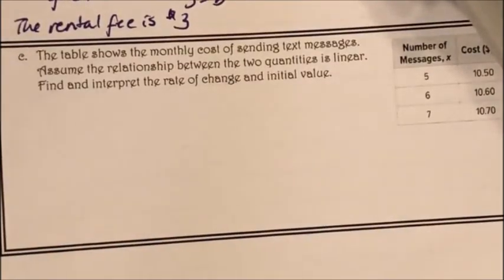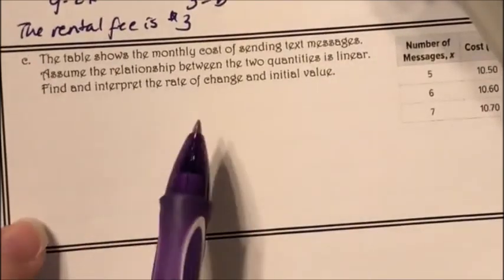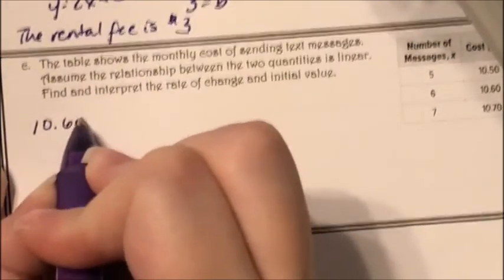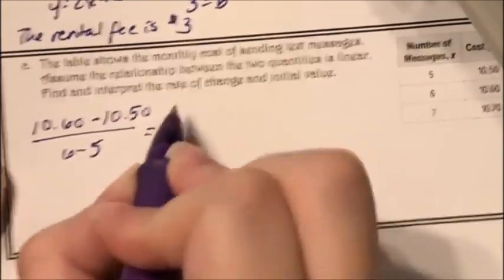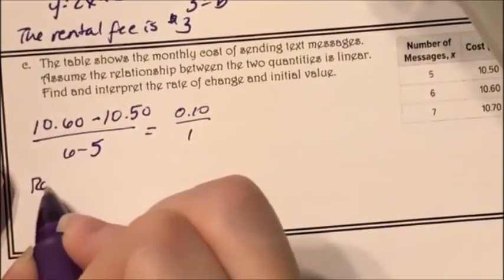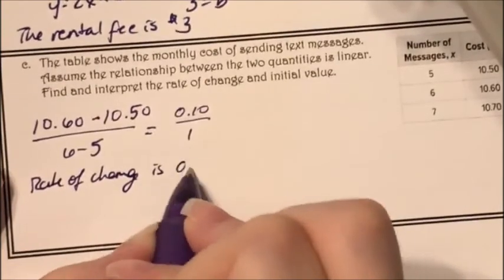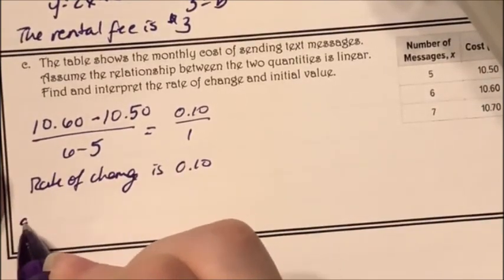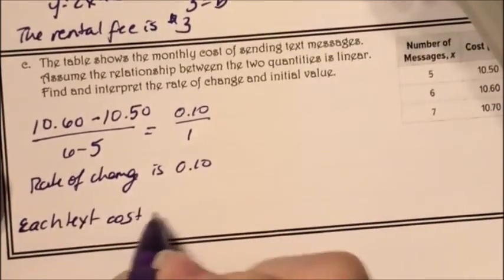Letter C says the table shows the monthly cost of sending text messages. Assume the relationship between the two quantities is linear. Find and interpret the rate of change and initial value. The table I'm given has number of messages x for 5, 6, and 7, and the cost y. I need to figure out my rate of change. So I'm going to take the values for 6 and 5. So 1060 minus 1050 over 6 minus 5 gives me 0.1 over 1. So my rate of change is 10 cents. That rate of change is each text, so each text costs 10 cents.